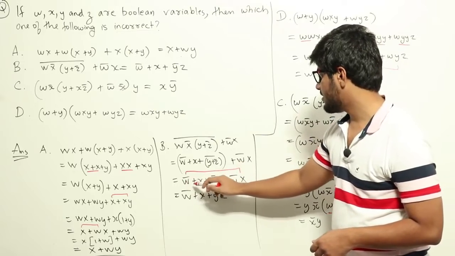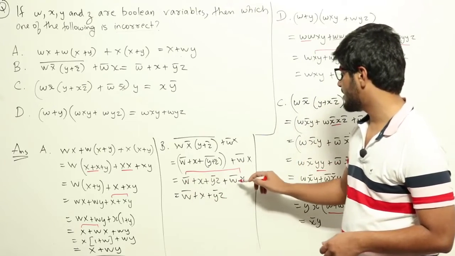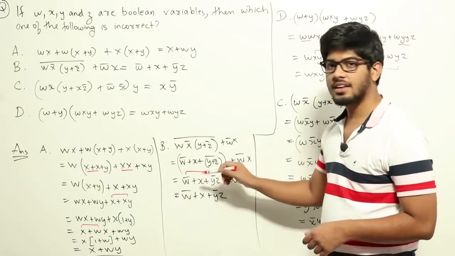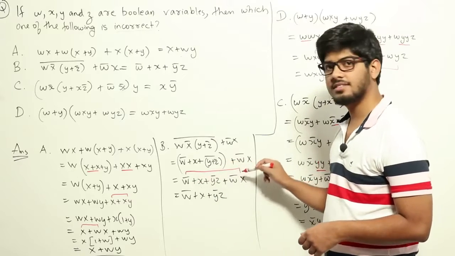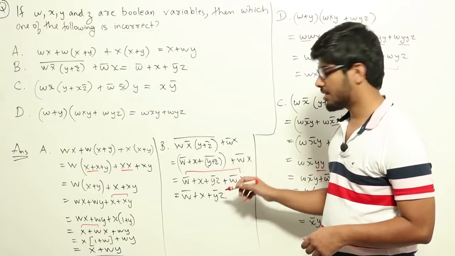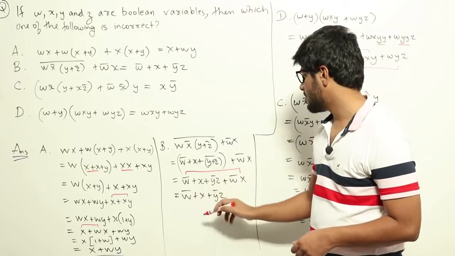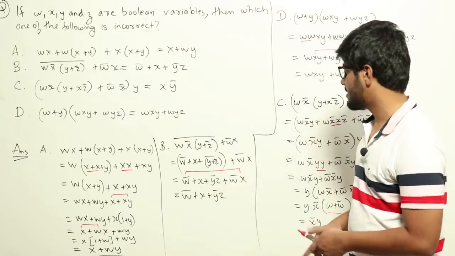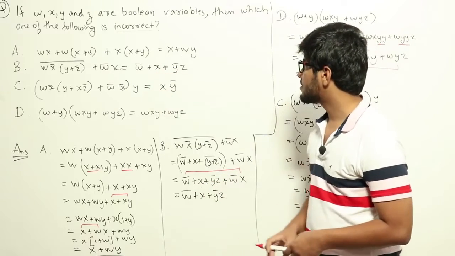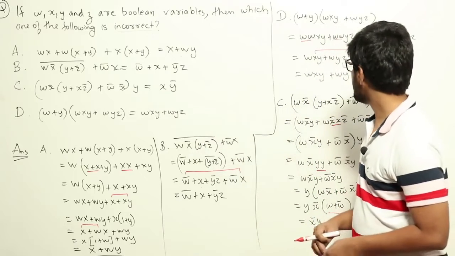So if you see here, here there is w complement and here there is w complement into x, that I can rewrite as w complement into 1 plus x. Now that 1 plus x will be 1 only, so this part I will rewrite as w complement plus x plus y complement z. That is given in RHS. So B is also correct.